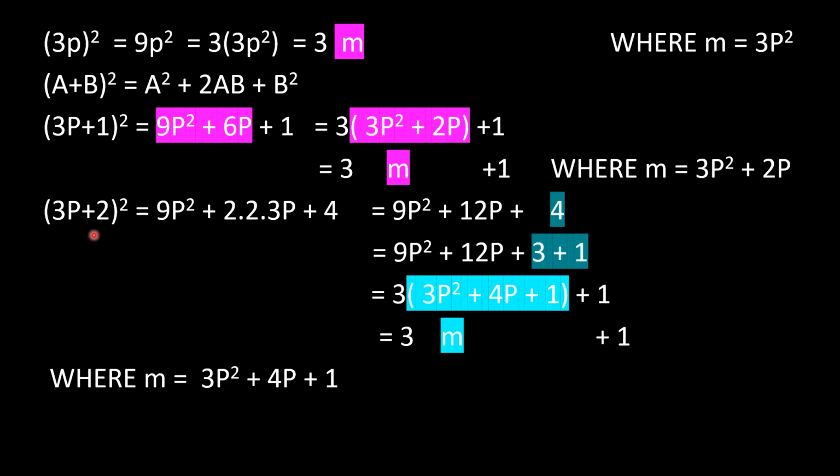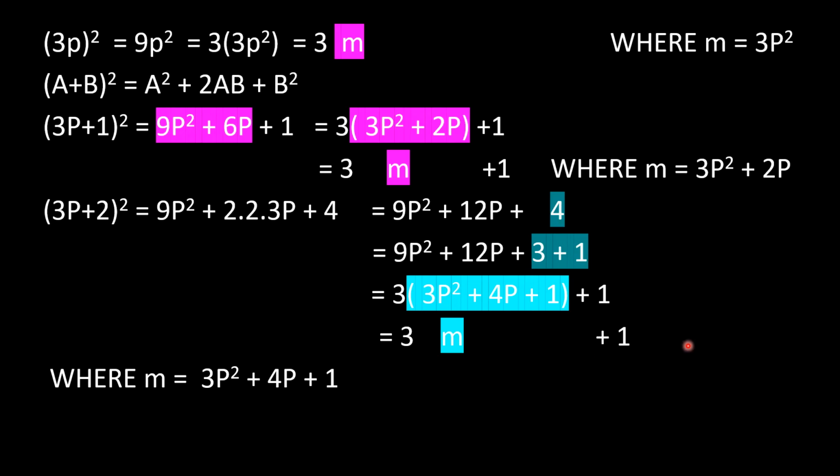Now 3p plus 2 the whole square we are going to square. When you square it, you have to use again the a plus b the whole square formula. You will get 9p square plus 12p plus 4. This 4 I am going to write as 3 plus 1. So from these three terms, that is 9p square plus 12p plus 3, I am going to take 3 out. When you take 3 out, you will get 3 into 3p square plus 4p plus 1. This plus 1 will be there. So instead of this 3p square plus 4p plus 1, I am going to apply m because m equal to this. So 3m plus 1. So we have proved that square of any integer is of the form 3m or 3m plus 1, right?